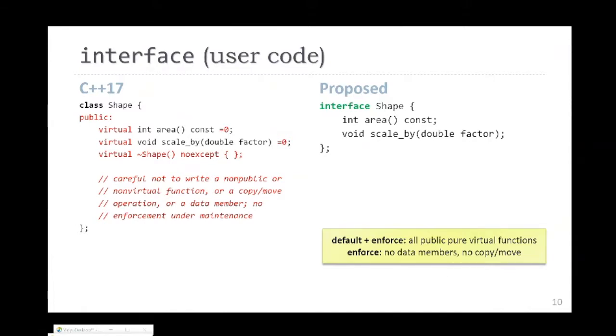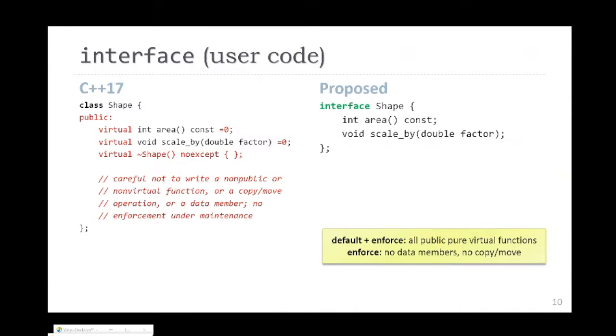And then in the comments, I have to be careful not to unintentionally write a data member, because interfaces are supposed to be zero size, no data. I shouldn't write a copying function because that doesn't make sense for an interface. You should use a clone function instead. I shouldn't have a non-public function. And I can do all that today, but if I forget and I get it wrong and I do write it accidentally, it compiles as if nothing was wrong at all. And I've accidentally violated the contract I wanted to respect.